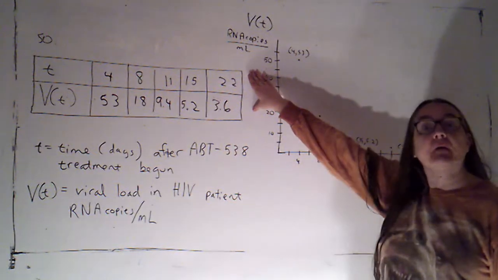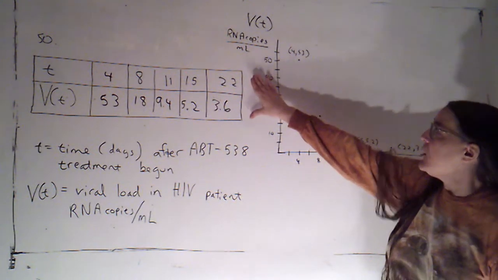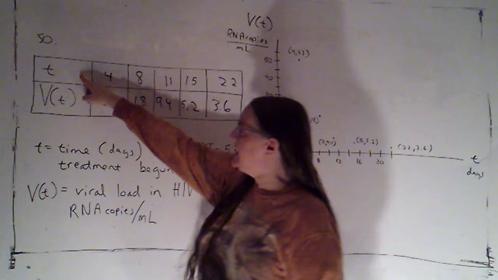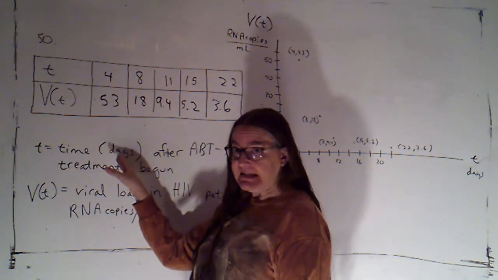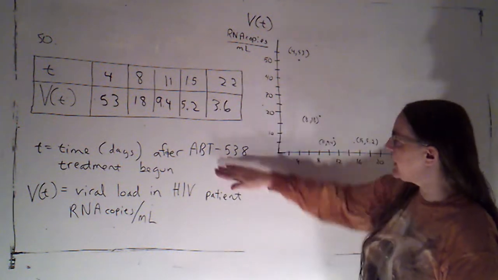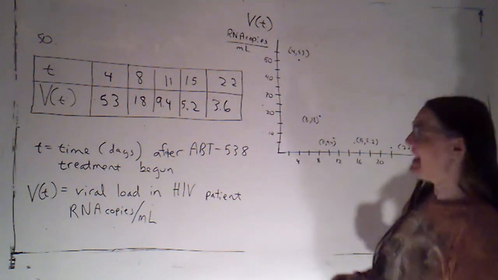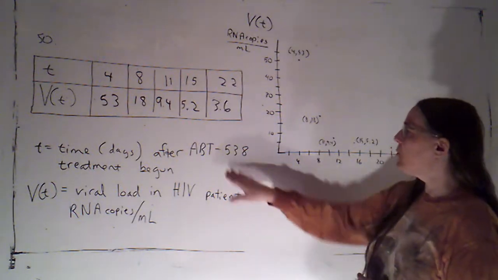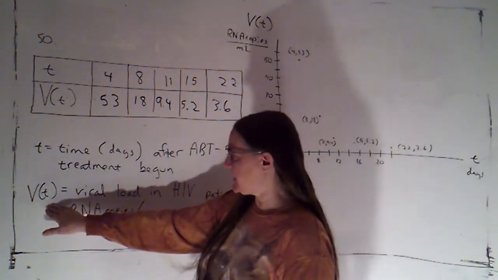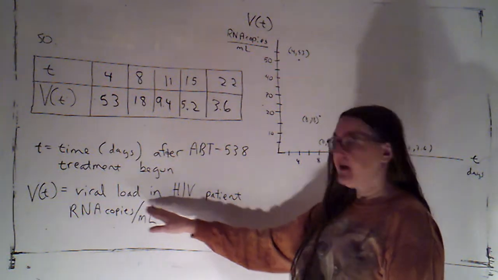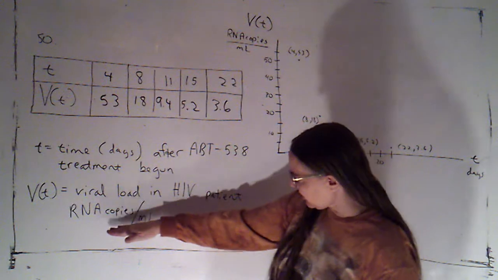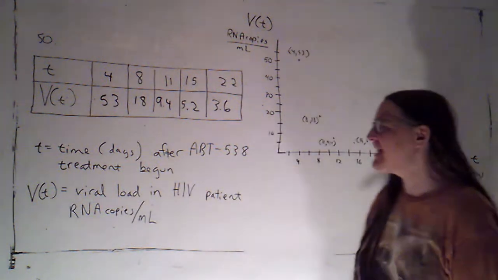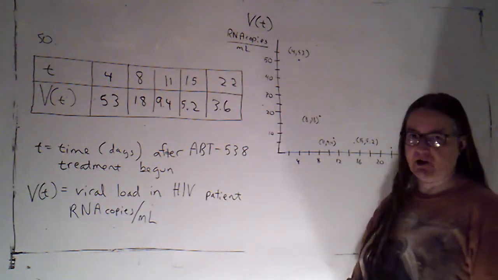Up on the board here, we've got the data that's given to us from problem 50 from your textbook. We're given this table of values for t and v of t. T is time measured in days, from the time that an ABT 538 treatment, which is for HIV, was begun. And then v of t is the viral load in the HIV patient in question. The units there are kind of complicated. They're themselves already a fraction. They're RNA copies per milliliter.